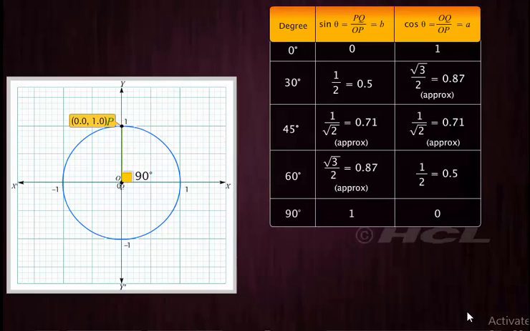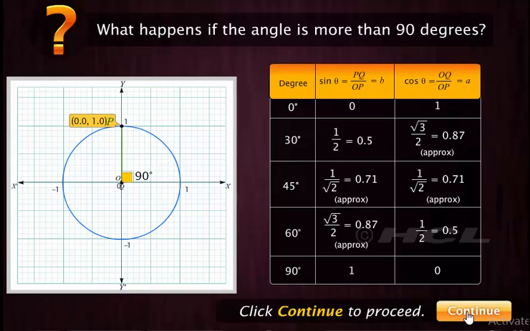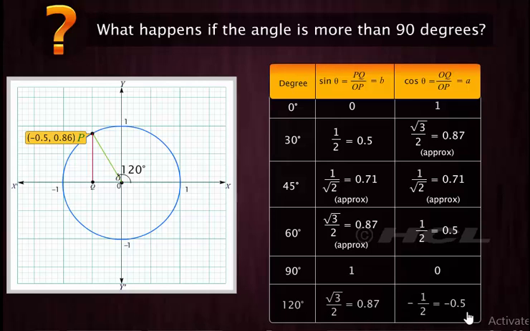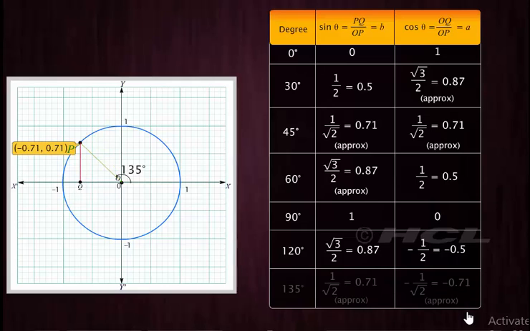Next, for the angle 90 degrees, the value of sine theta becomes 1 and the value of cosine theta becomes 0. What happens if the angle is more than 90 degrees? The value of the cosine becomes negative here. Next, for the angle 135 degrees, the value of sine theta becomes 1 over the square root of 2 and the value of cosine theta becomes minus 1 over the square root of 2.